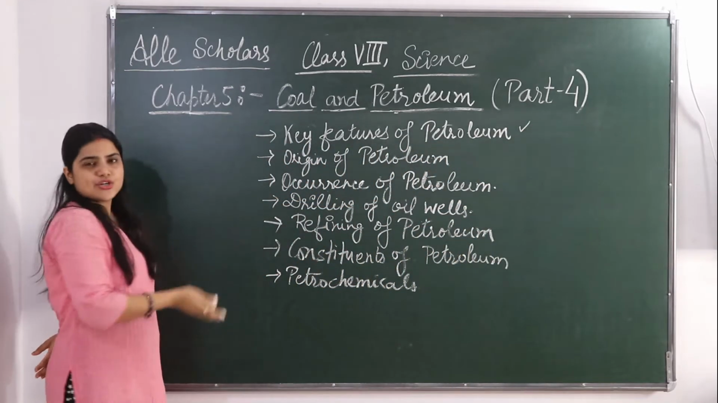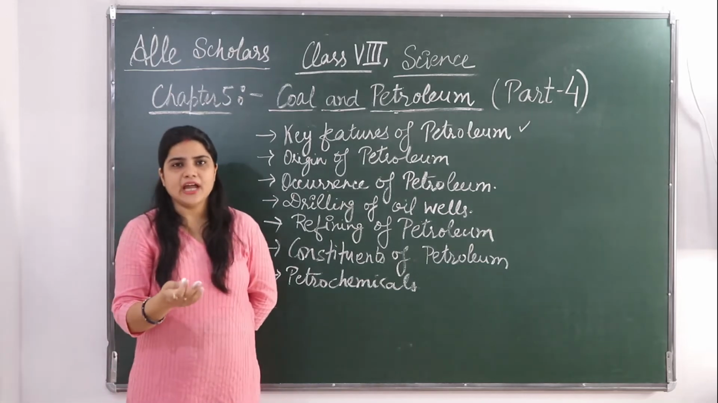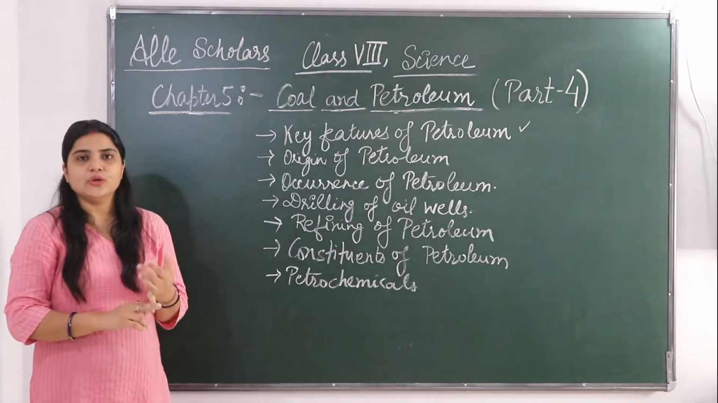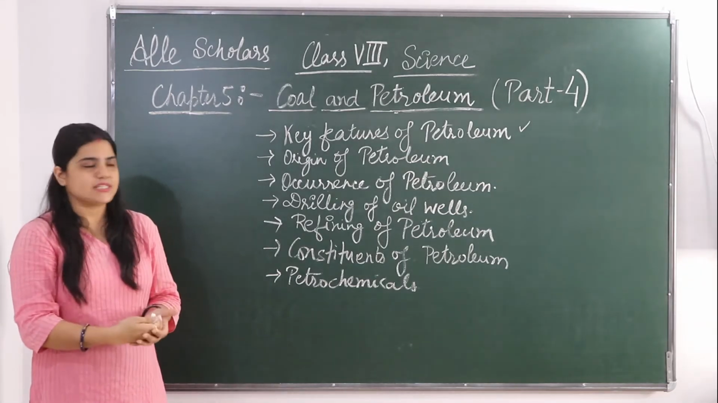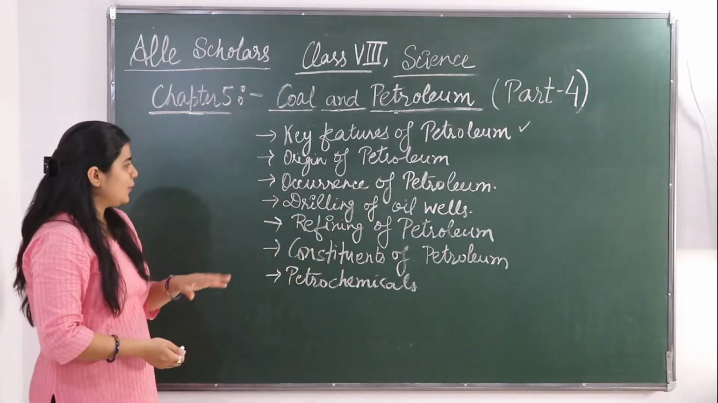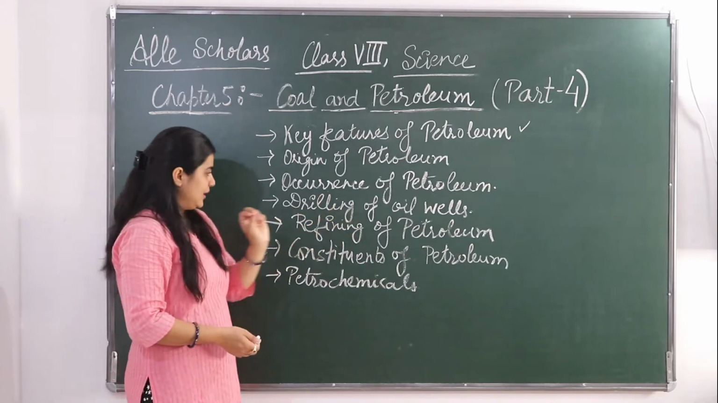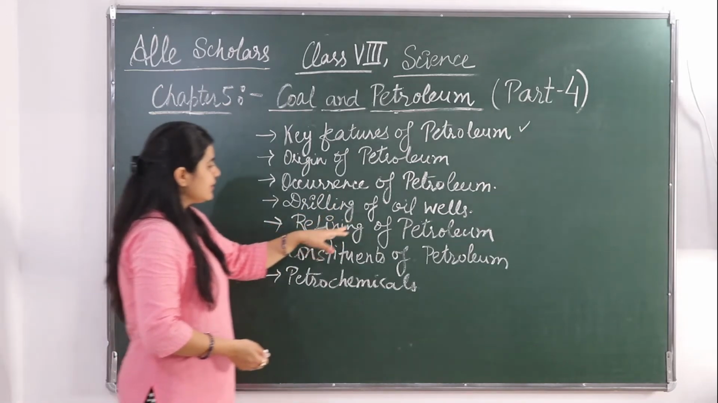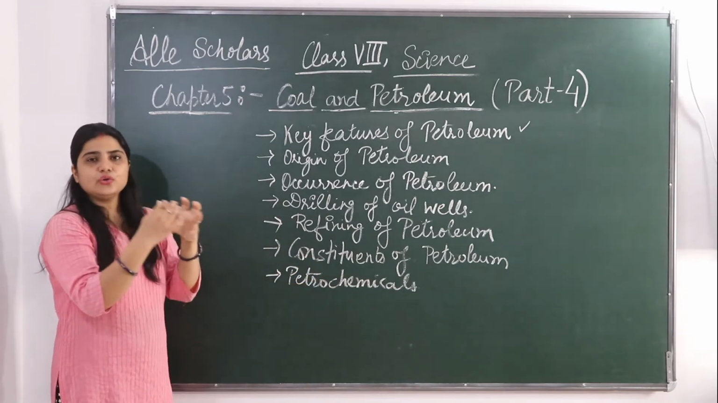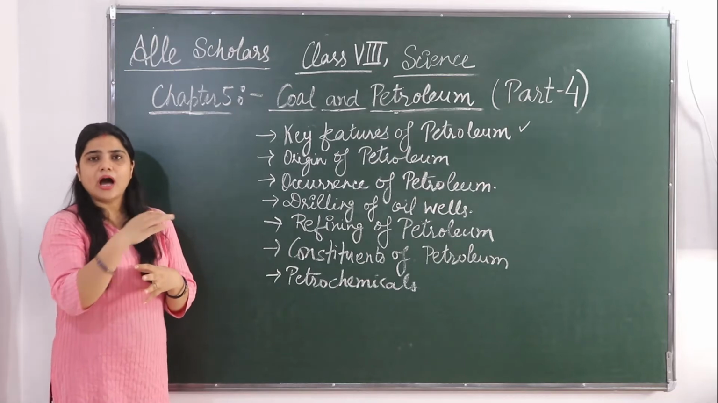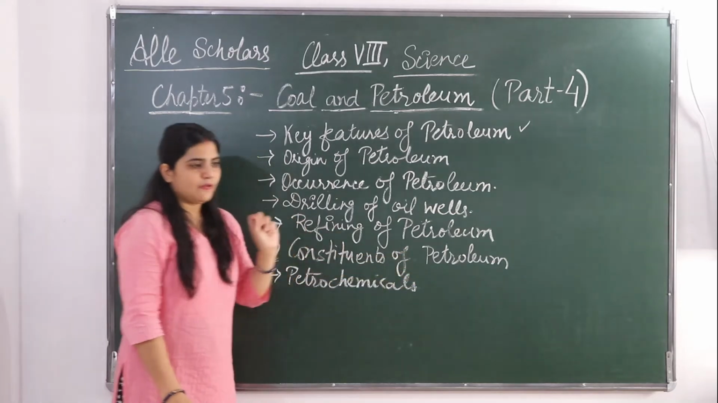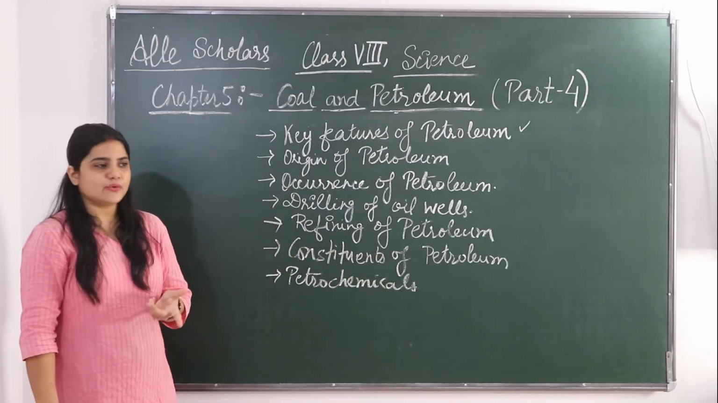Then we will see the origin of petroleum, how petroleum originated, how it came to be a fossil fuel and originated from the sea. Then we will see the occurrence of petroleum, how petroleum occurs, then drilling of oil wells. After that we will see the refining of petroleum, how the different constituents of petroleum are being separated. Then we will study the constituents of petroleum. We will see all the constituents of petroleum.